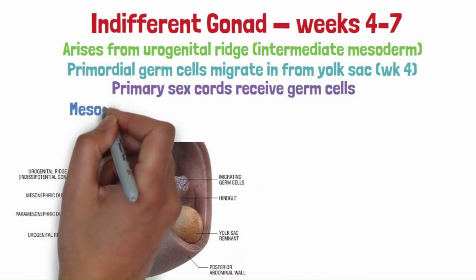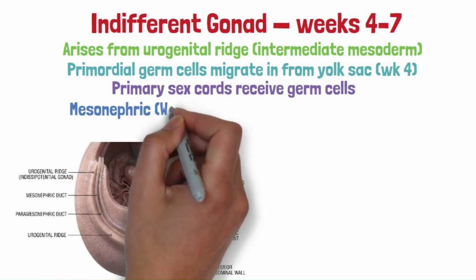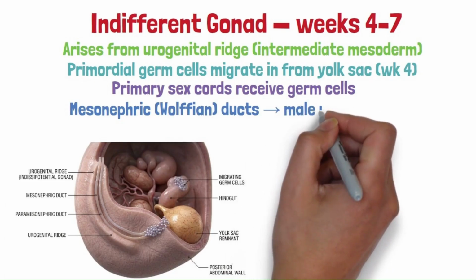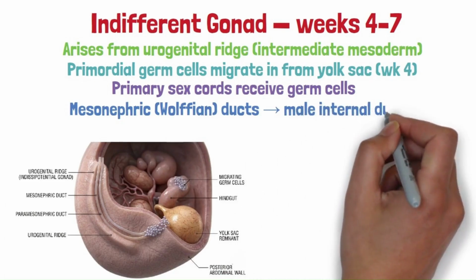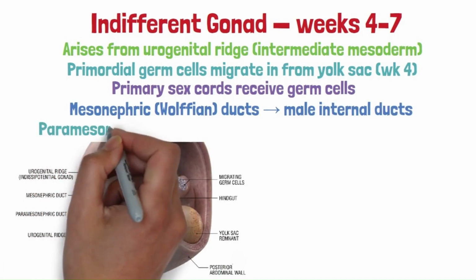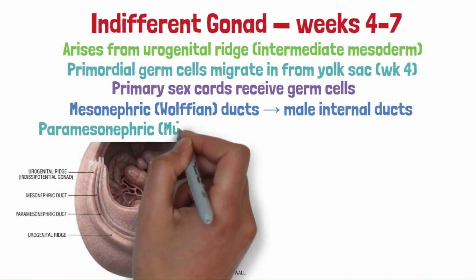Primary sex cords grow inward from the surface epithelium and receive those germ cells. Two duct systems sit ready and waiting: the mesonephric or Wolffian ducts, which become the male internal duct system, and the paramesonephric or Müllerian ducts, which become the female internal duct system. Every embryo starts with both.